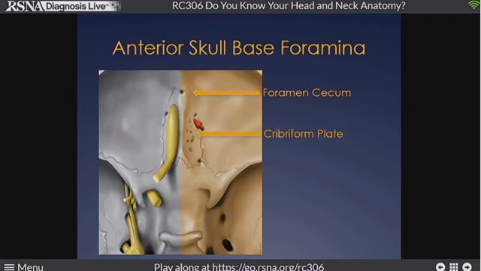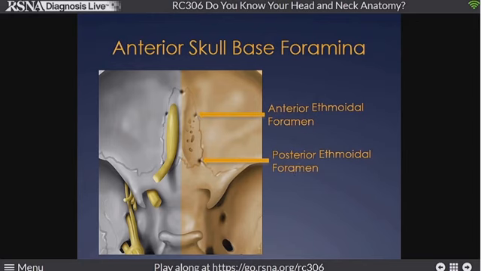The cribriform plate has multiple small holes permeated for those little roots of cranial nerve 1 diving into the floor of the sinonasal cavity. So we can see all these tiny little fenestrations there. But we also have two vascular foramen, the anterior and posterior ethmoidal foramen, for small arterial structures. And again, please appreciate that they are at that junction of the frontal and ethmoid bone.